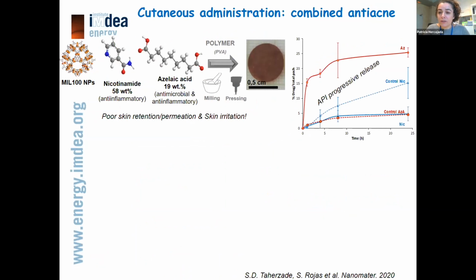As a cutaneous formulation, we can mention the combination of an anti-acne therapy based on nicotinamide and azelaic acid. Both were encapsulated into the MOF nanoparticles. And here you can see that by a very simple press molding method, we were able to produce a patch compatible with the cutaneous administration. As you can see, both drugs are progressively released from the formulation with a more controlled release than the pure polymeric patches, the MOF acting as a kind of reservoir of the drugs.